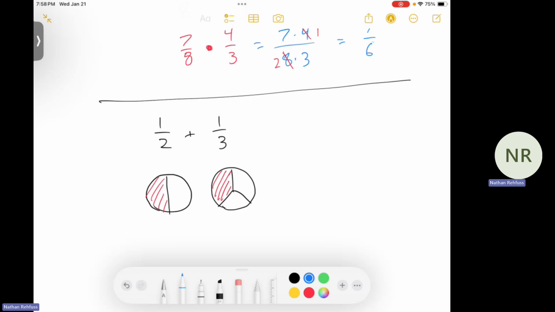If you stare at these pizzas for a moment, you might notice you can cut the right pizza, cut each slice in half. With the left pizza, you can cut each slice into thirds. Now both pizzas are made of sixths. The left pizza is 3/6, and the right pizza has 2/6. So we can add them together directly and make 5/6 of a pizza. And that's the correct answer.